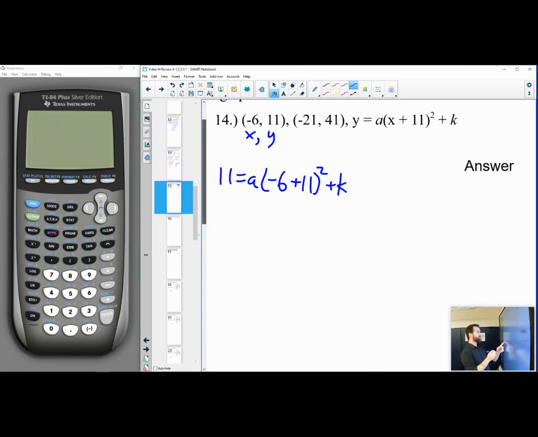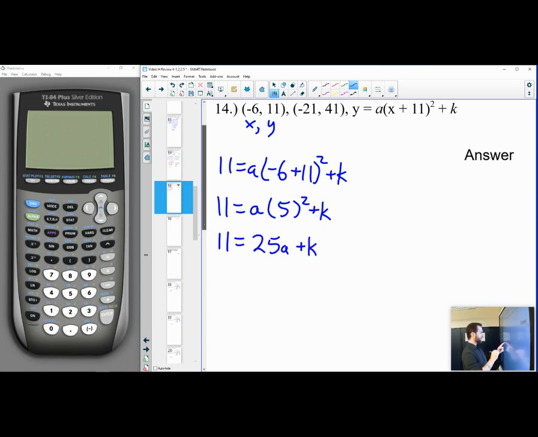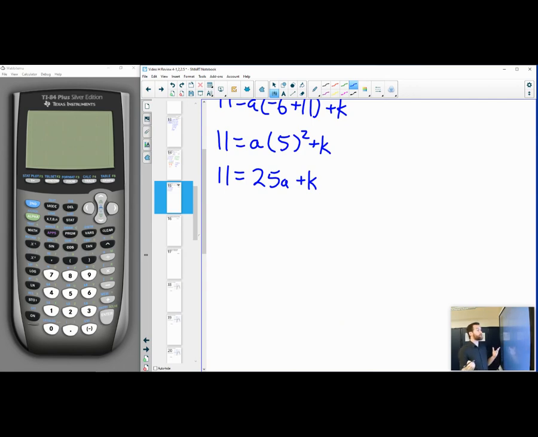Simplify as far as we can go. We get 11 equals a times 5 squared plus k. 11 equals 5 squared is 25, a plus k. And that's as far as we can go. There are no more like terms. We could move the k over, but there's no point because we've got one equation with 2 variables.